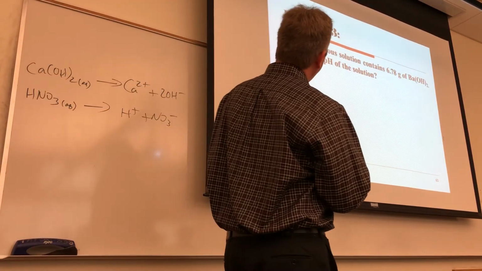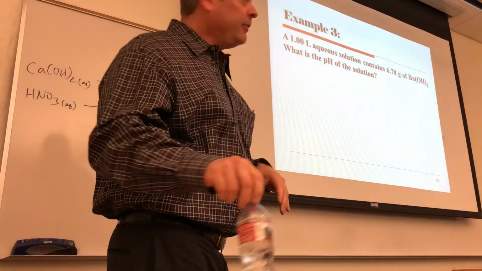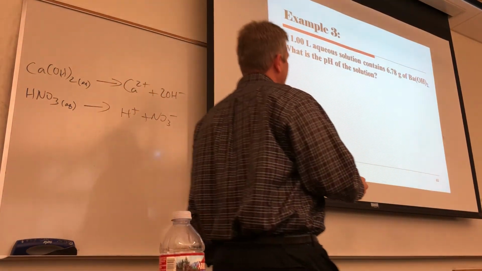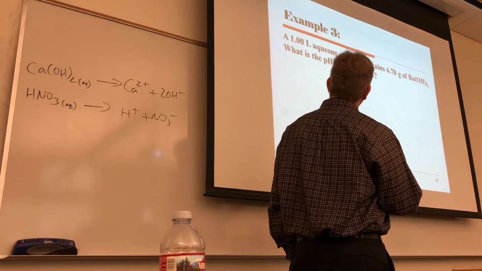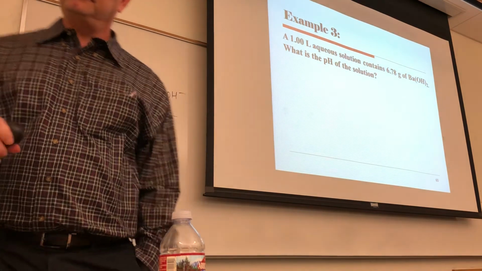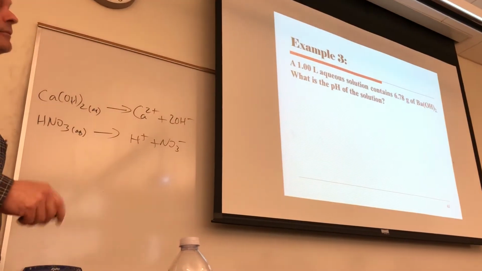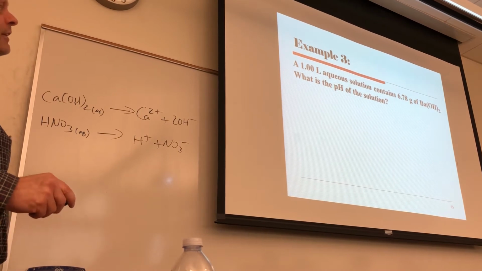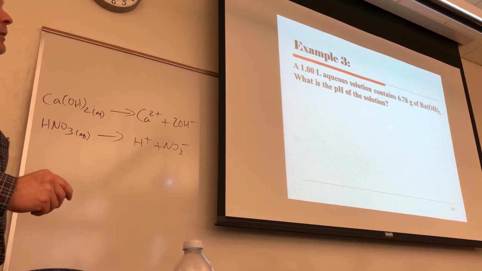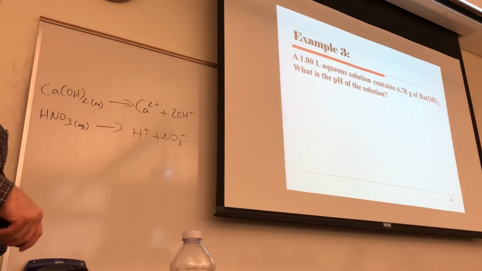Okay, now what do I have here? A 1.00 liter aqueous solution contains 6.78 grams of barium hydroxide. What is the pH of this solution? So how would I find the concentration of this? Convert this to moles, and then I know it's already in a liter. So then I divide by that 1 liter, so it's going to be whatever the moles are.